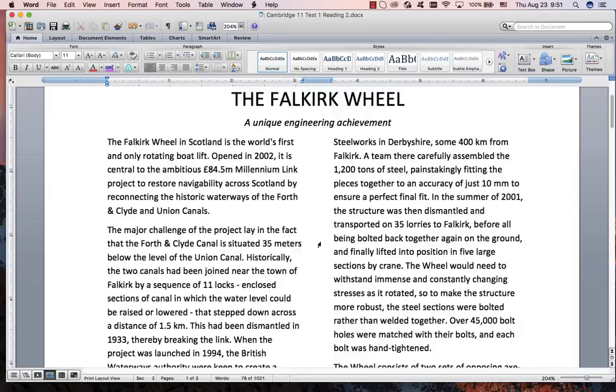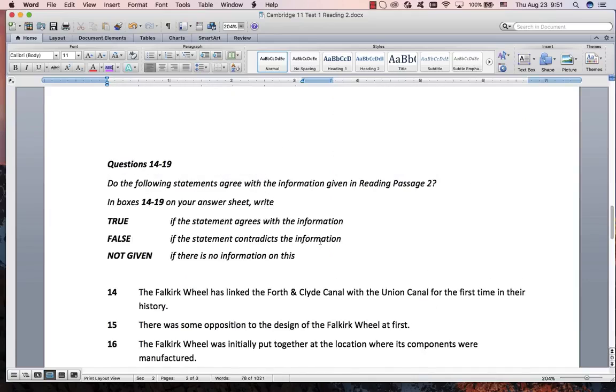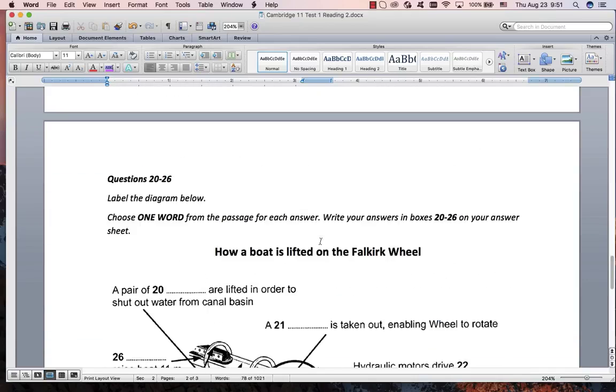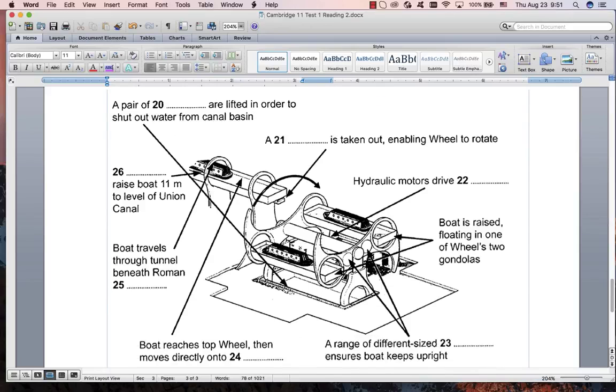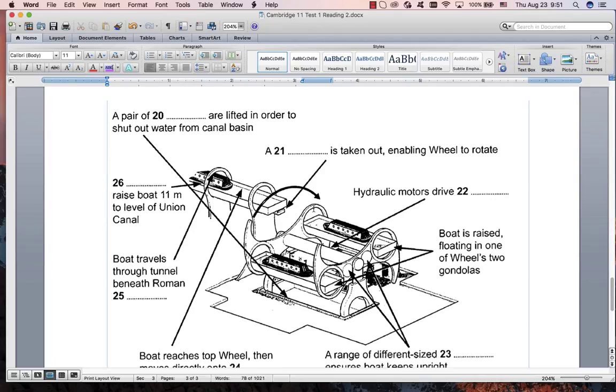We've got the Falkirk wheel, don't know what that is. We've got some true false not given, and we've got a diagram. Diagrams aren't very common, but they can happen. I think in IELTS 11 there's 2, and they're nice to do because it's a gap-fill type of question, and those tend to be easier.